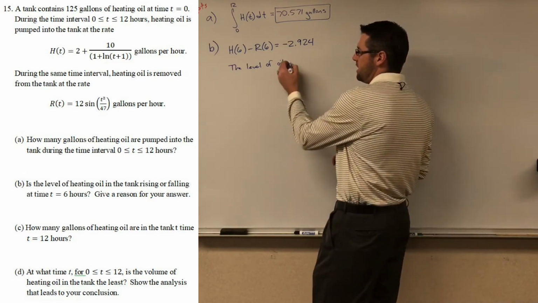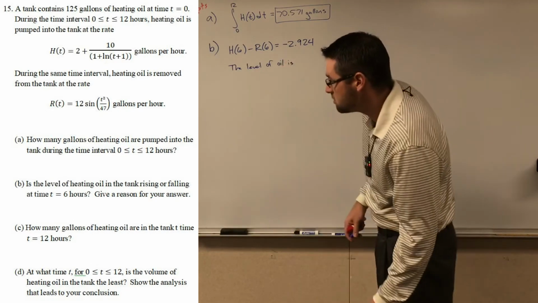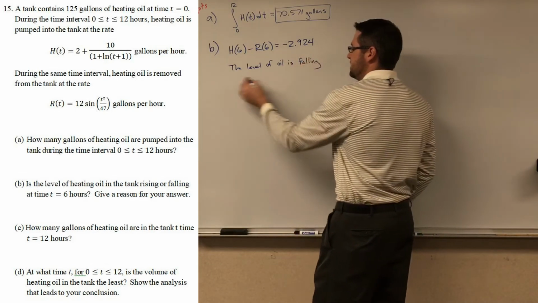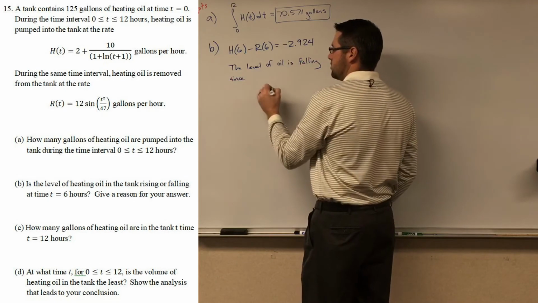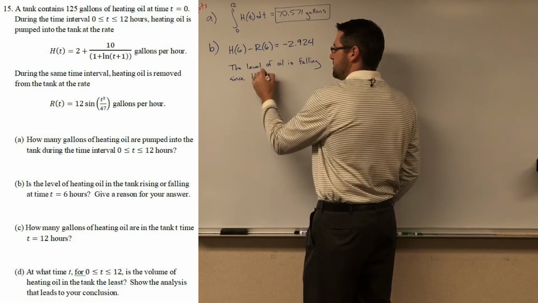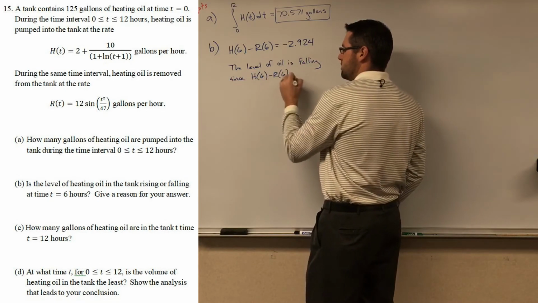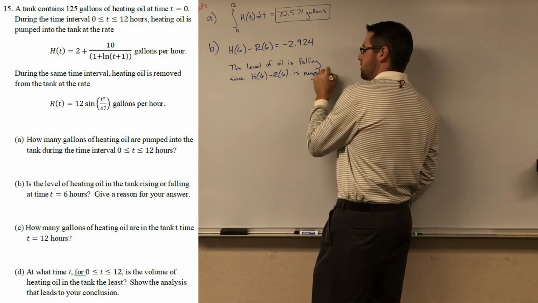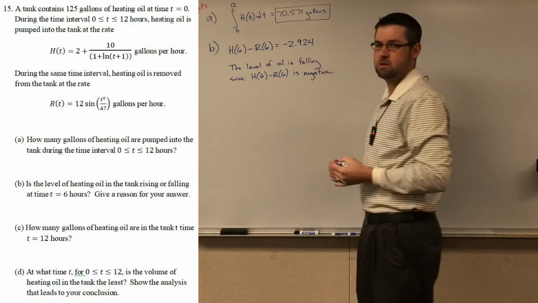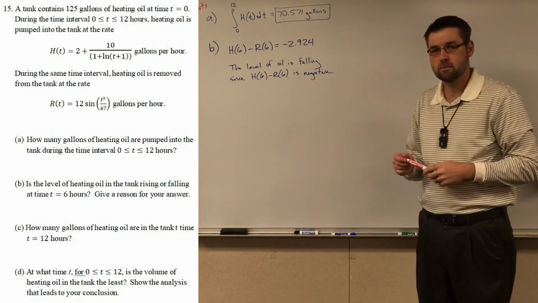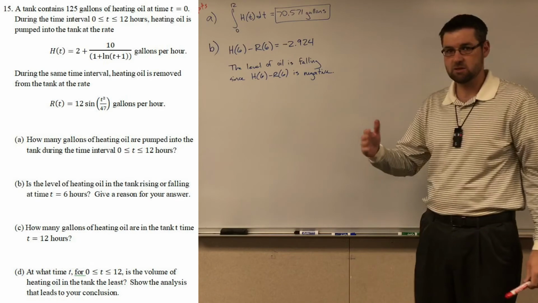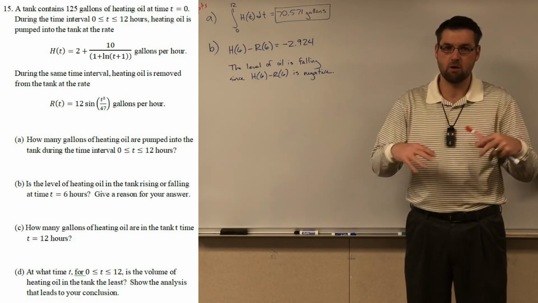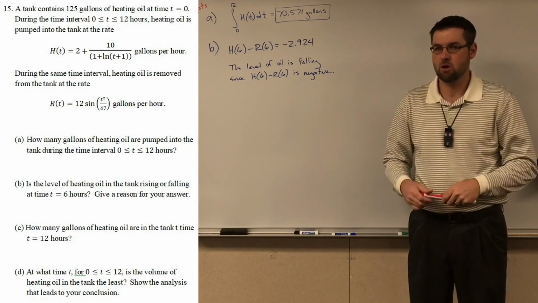So the level of oil is what? What's the words they used? Is falling. Since the overall rate, H of 6 minus R of 6, is negative, right? Say it again. Well, H of 6 is the rate in. R of 6 is the rate out. Therefore, H minus R is the overall rate. It's the overall rate of change.